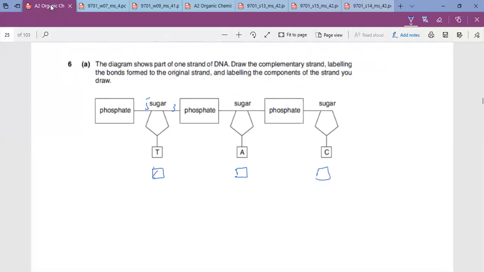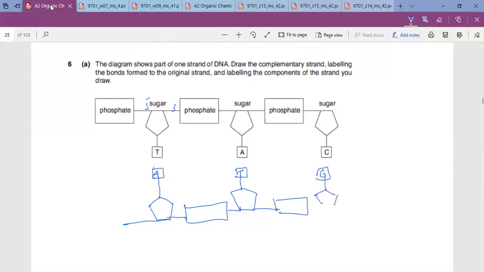A to what? To T, thymine. T to what? To A, adenine. G to what? To C. C to G, guanine. Then you copy the same thing here. Then of course you draw the sugar, the pentose sugar, and draw the line like that. See now? Easy, isn't it? Don't be an artist, just a simple one will do. Just continue. Make sure you pair all of them.